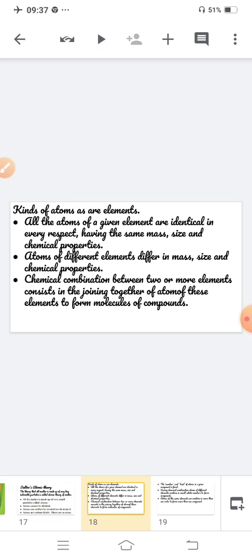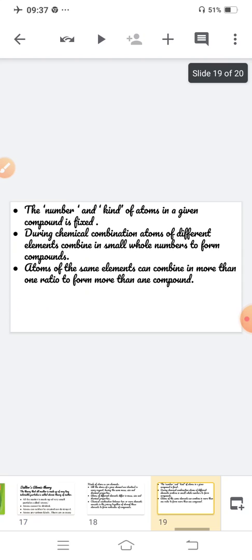Chemical combination between two or more elements consists in the joining together of atoms of these elements to form molecules of compounds. The number and the kind of atoms in a given compound is fixed. During chemical combination, atoms of different elements combine in small whole numbers to form compounds. Atoms of the same elements can combine in more than one ratio to form more than one compound. I think with this the postulates are clear to you.